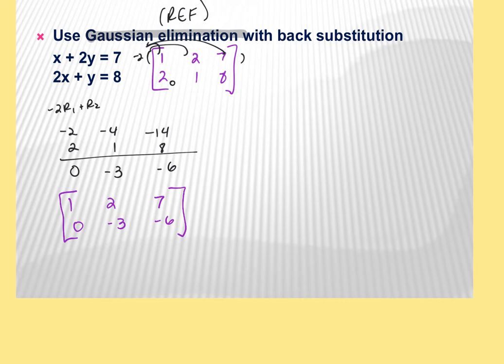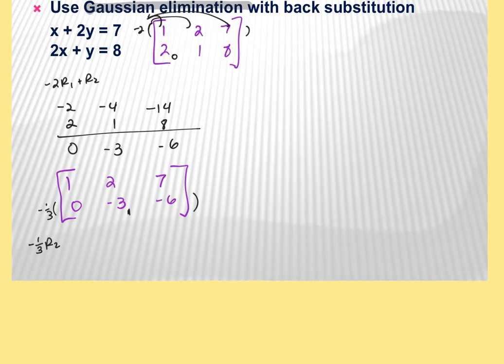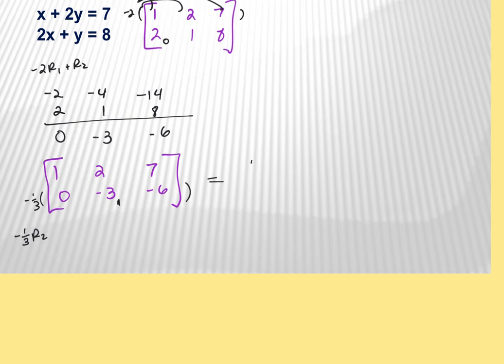And then the last thing I need to get is what? Good. Multiply the top. No, you just do 1 over 3. Good. -1/3 times row 2. So the top one stays the same: 1, 2, 7. The second one becomes 0, 1, 2. Now I'm in row echelon form.